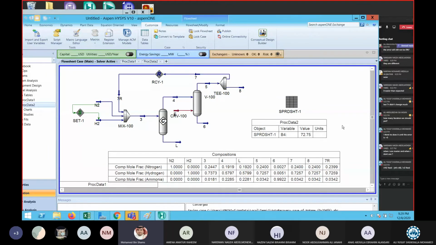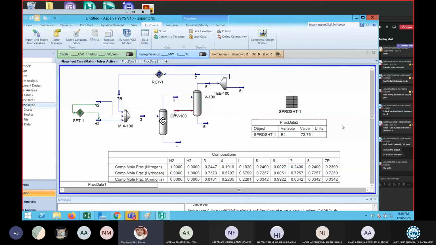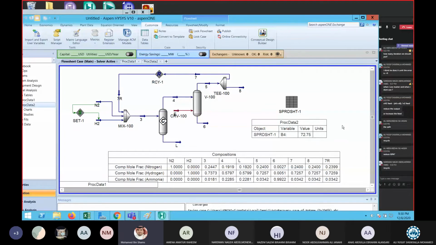How can we increase the overall conversion, guys? How did I increase the conversion? What did we do to increase it? It's all about the recycle stream. Yeah, it's about the recycle stream. No, actually we don't reduce it, we make it more.